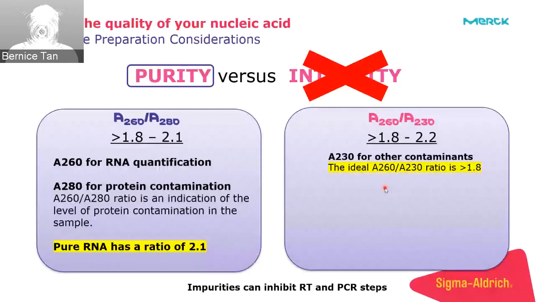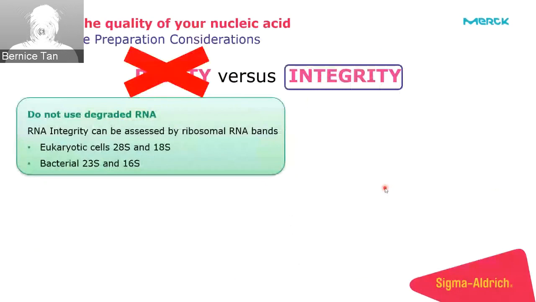You also need to look at the integrity of your DNA and RNA. We're talking about RNA here. In terms of RNA, you can assess integrity by looking at the ribosomal subunit bands. In eukaryotes, there are the 28S and 18S subunits, and in bacteria, the 23S and 16S subunits.